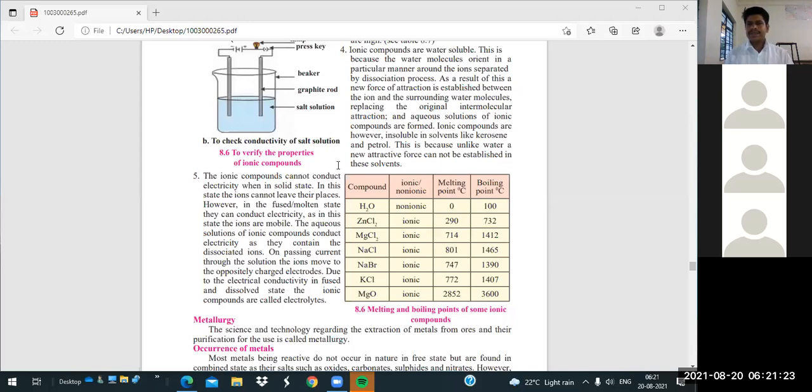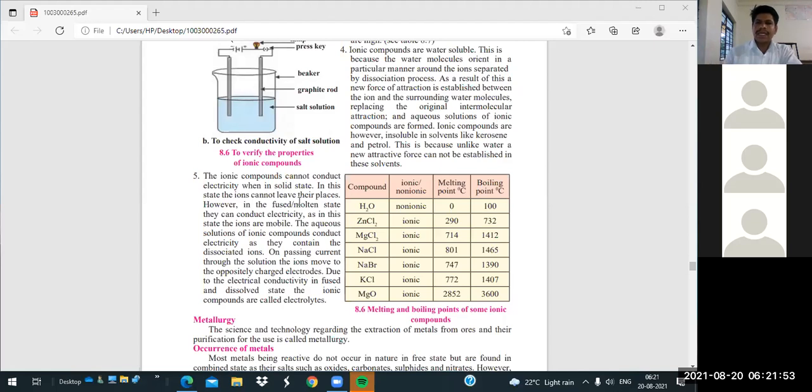Once my bench is fixed, I am going to sit on that bench. Like this, they are doing here, and due to that reason it's not possible for ionic compounds to pass electricity in the solid state. But when we dissolve them in water, or make them fused or molten, they can conduct electricity, because the ions are mobile. Mobile means they are moving from one place to another.